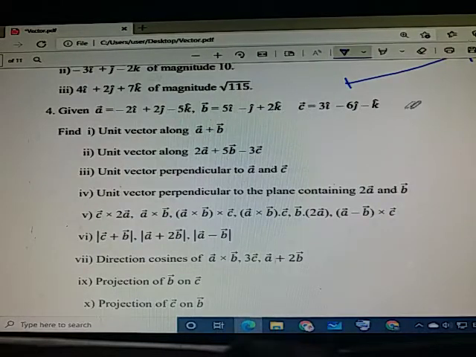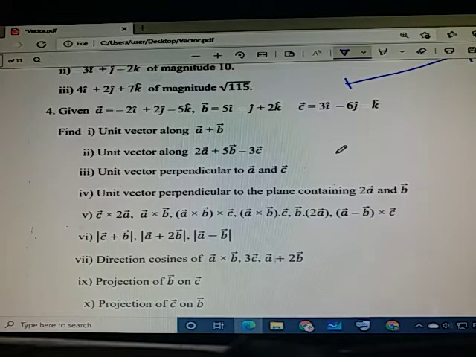So a, b, c are given, with a unit vector along this. First you add these two. So a plus b is given by adding the components. And this is the unit vector along this. So you add this, then you find the unit vector perpendicular to a and c.